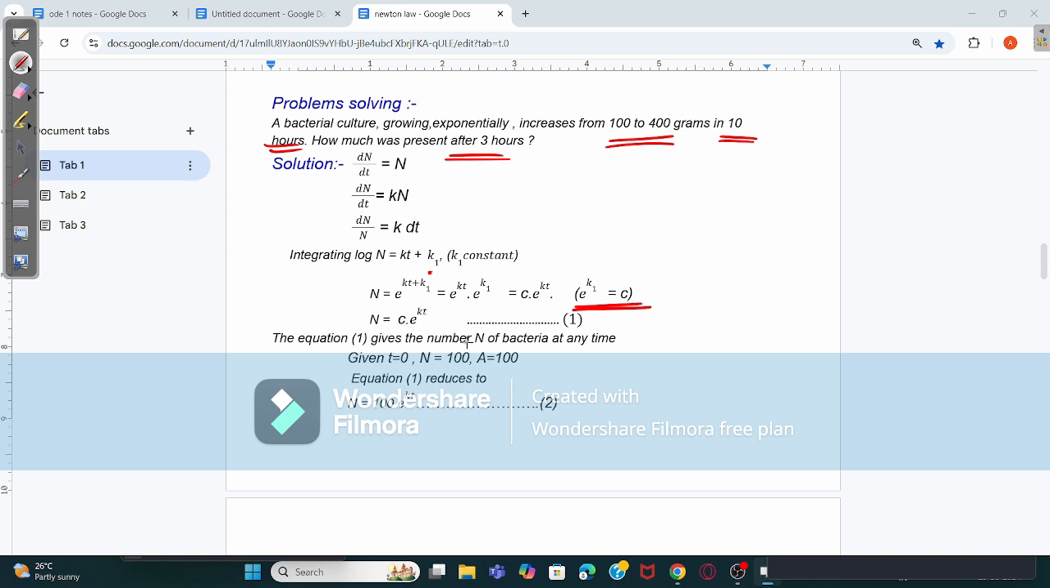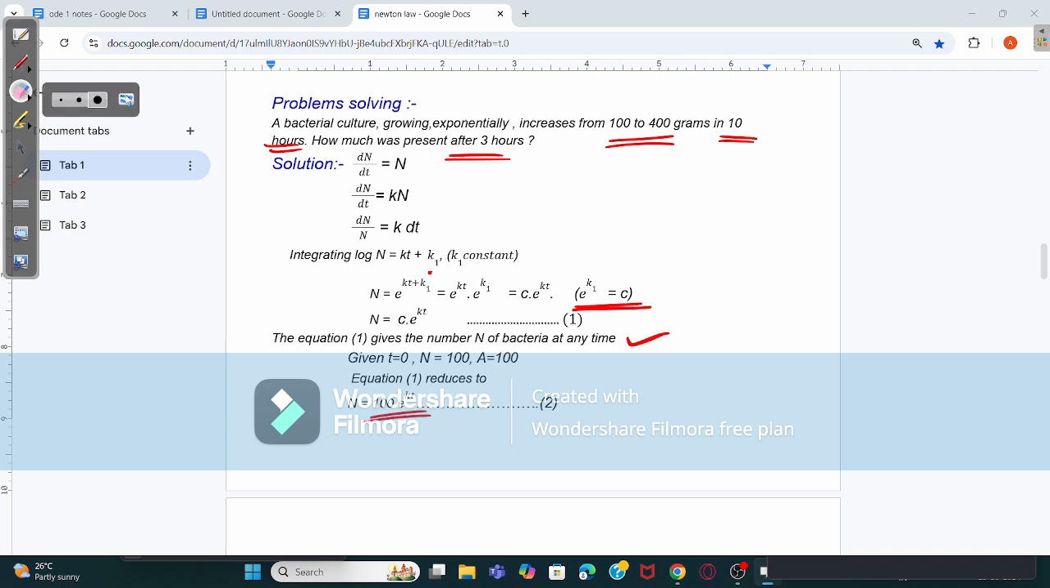Equation 1 gives the number n of the bacteria at any time. Now given t is equal to 0, n is equal to 100, and c is equal to 100. Equation 1 reduces to n is equal to 100 into e power kt.